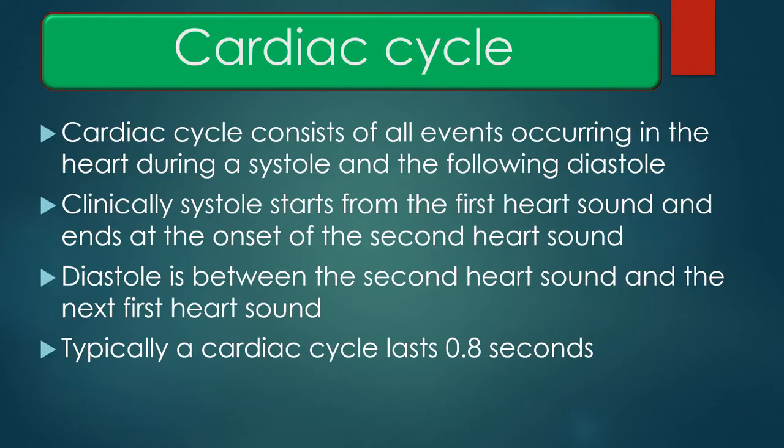Cardiac cycle consists of all events occurring in the heart during a systole and the following diastole. Clinically, systole starts from the first heart sound and ends at the onset of the second heart sound. Diastole is between the second heart sound and the next first heart sound. Typically, a cardiac cycle lasts 0.8 seconds, which corresponds to a heart rate of 75 per minute.